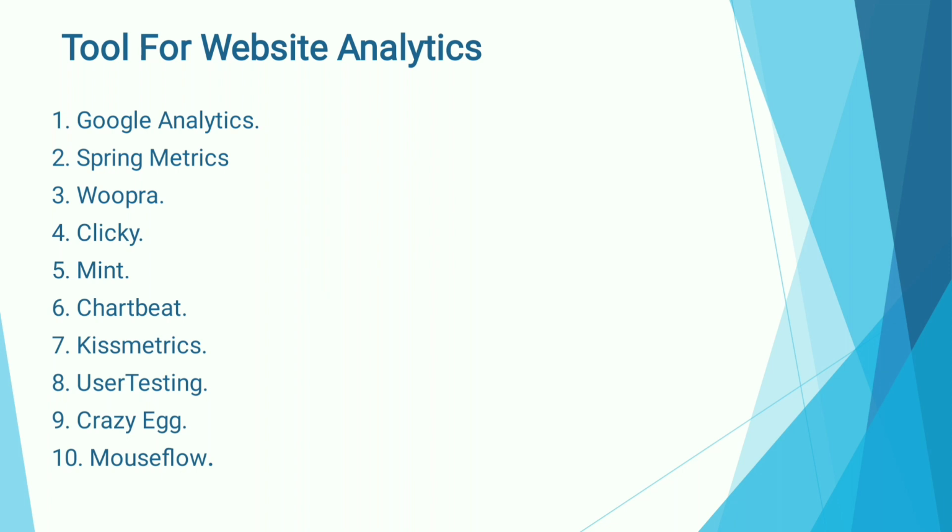Sixth one is Chartbeat. Chartbeat lets users get the most from their data with instant information. They keep a constant watch on your web visitors and what they are doing on your website. Seventh one is Kissmetrics. Kissmetrics is another analytic tool that allows clients to track the movements of individual visitors throughout their website.